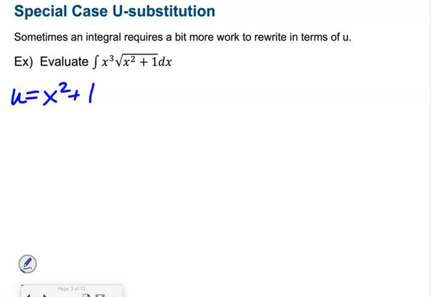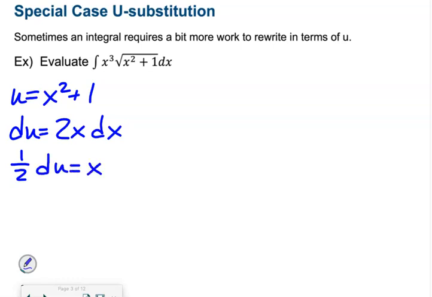So your du would be 2x dx. Divide by 2 to get rid of it because there's no 2's in here. So 1/2 du equals x dx. All right, so if I rewrite my integral, well, this part right here, that's u to the 1/2. Wherever you choose to write it, I'm going to put it over here.